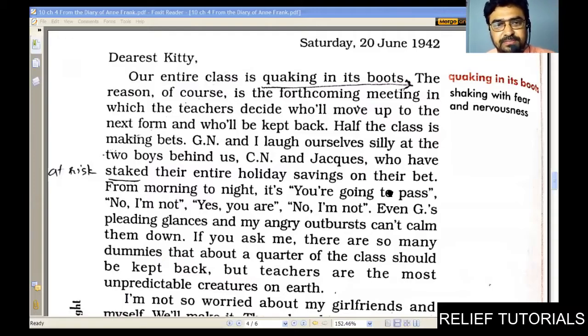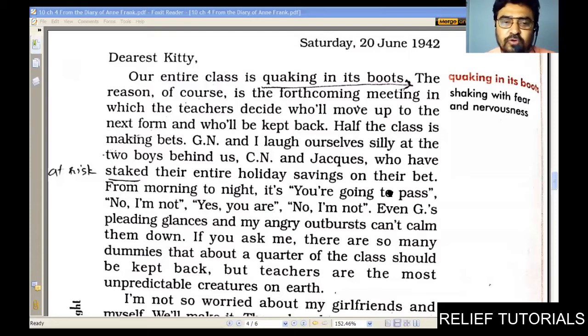Now she says, "Dearest Kitty," telling her diary, "Our entire class is quaking in its boots." It is an idiom, shaking with fear or nervousness. She's describing the time when they were supposed to be given their annual report cards, and she is describing the condition of the whole class. The situation is very interesting. You might relate it to yourself also.